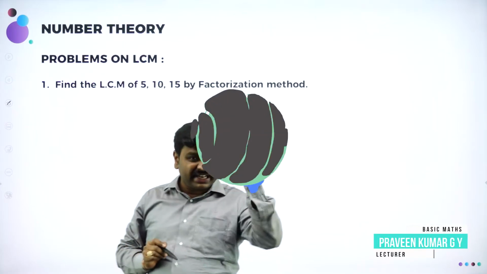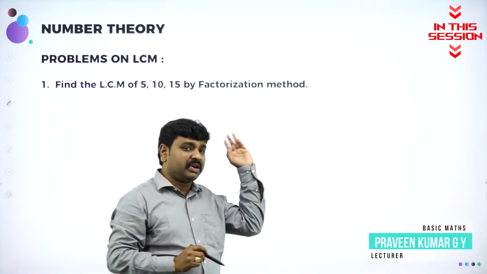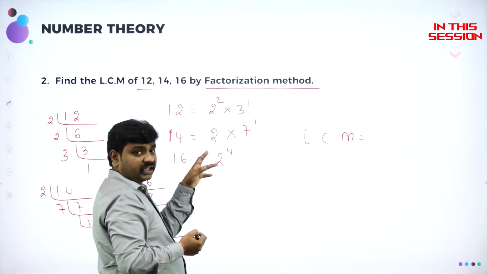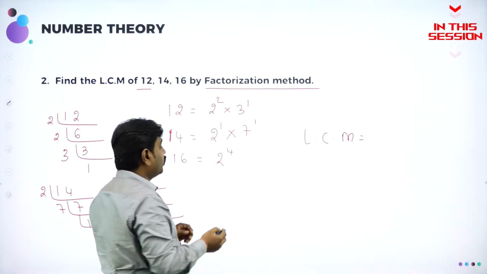Least common multiple is the least number that is exactly divisible by all the given numbers. 2 is one of the factors. In all 3 numbers we have 2. I have to pick the highest.